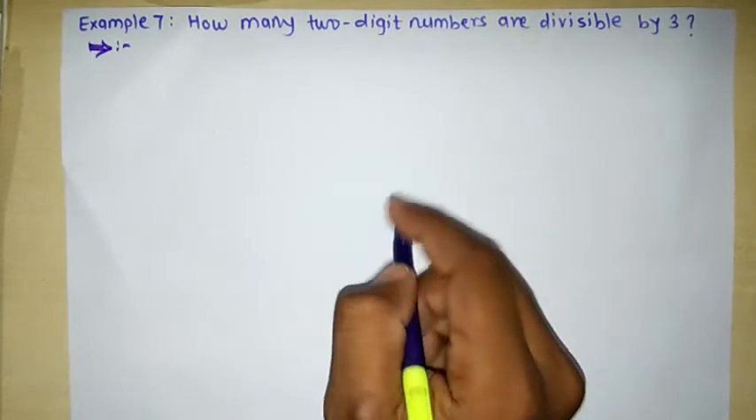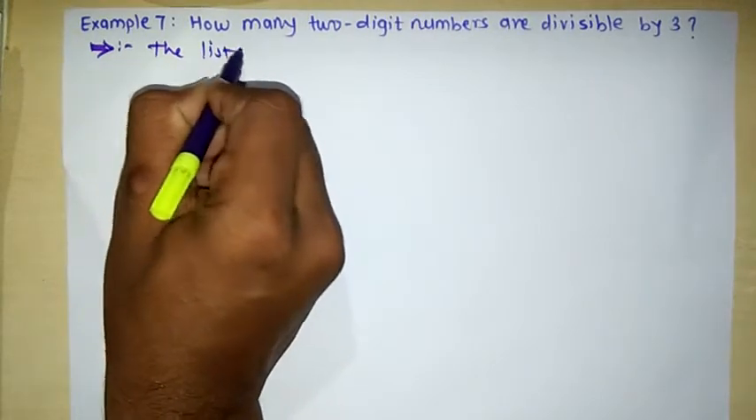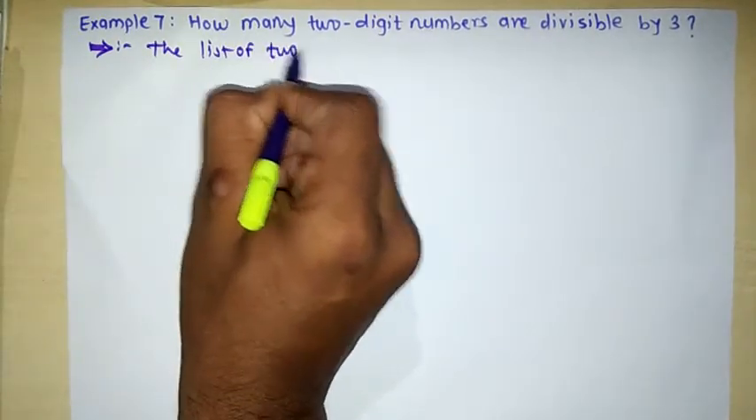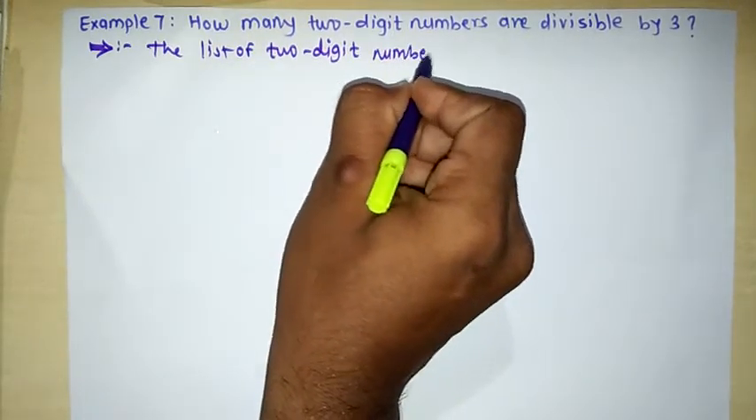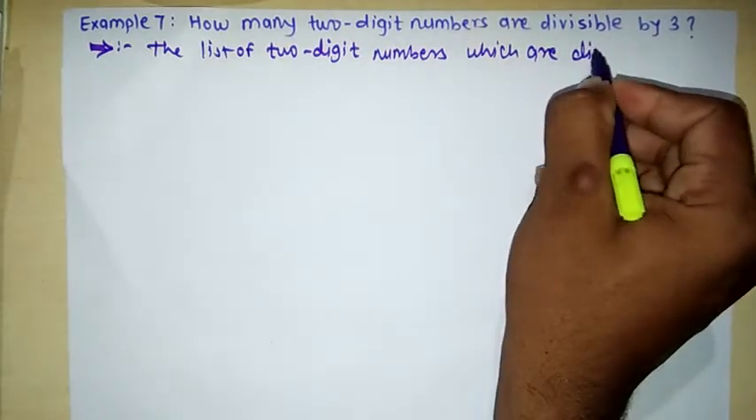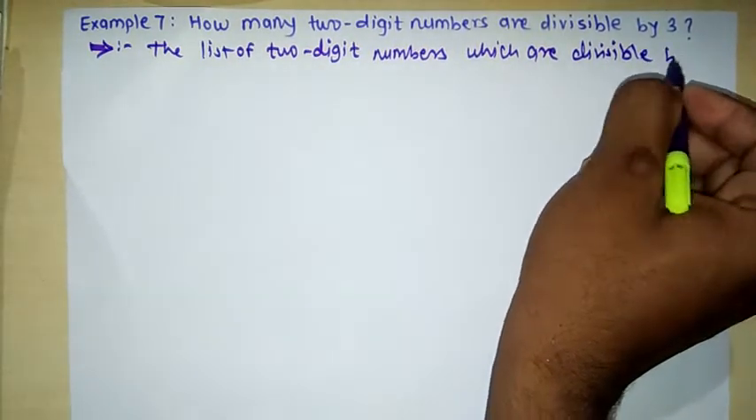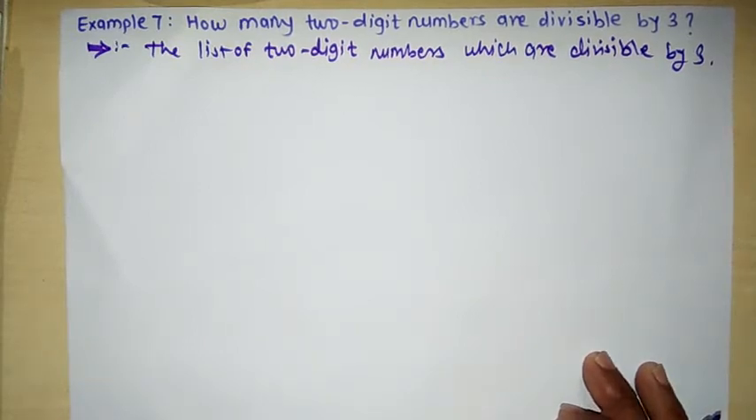Let us see the solution. The list of two-digit numbers which are divisible by 3. First we will find the list of numbers which are divisible by 3. Now tell me, which is the smallest two-digit number that is divisible by 3?